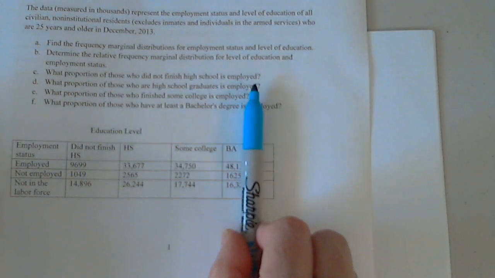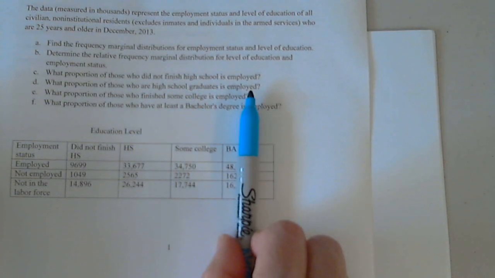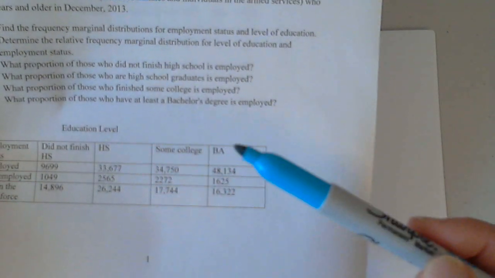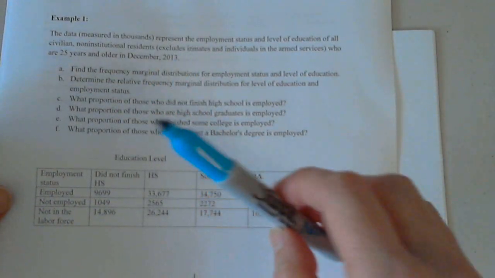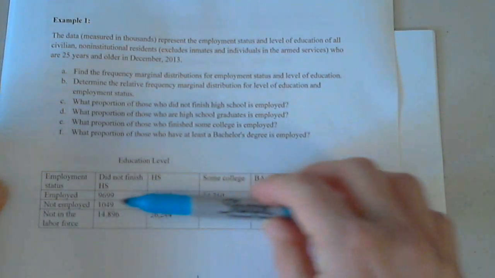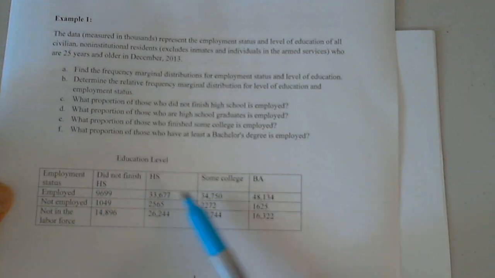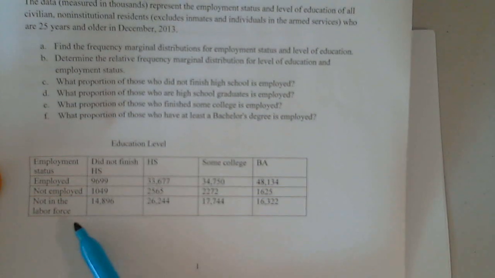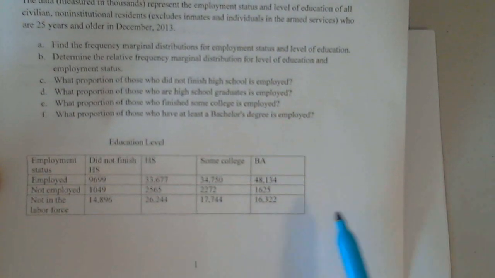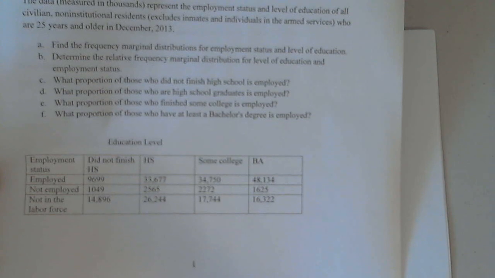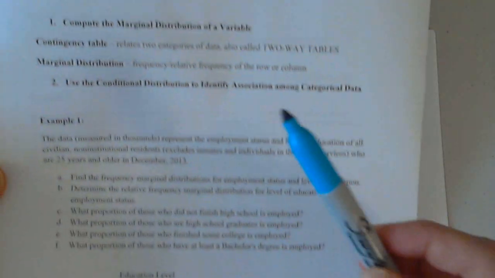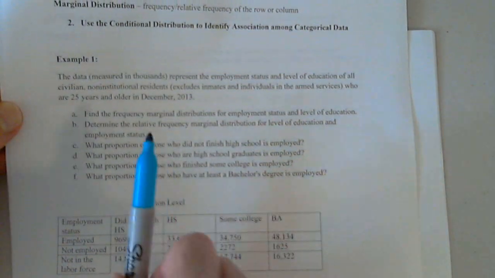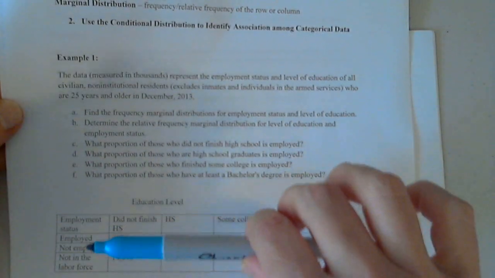Education level is represented by columns: did not finish high school, finished high school, some college, and a bachelor's. And the employment status is presented on rows, either employed, not employed, or not in the labor force, not interested, or maybe self-employed, or who knows. A contingency table will help us understand if there is an association between education level and employment status.